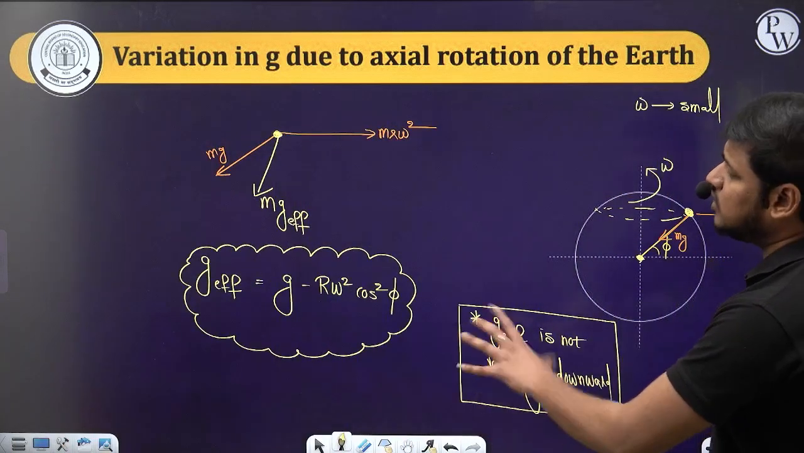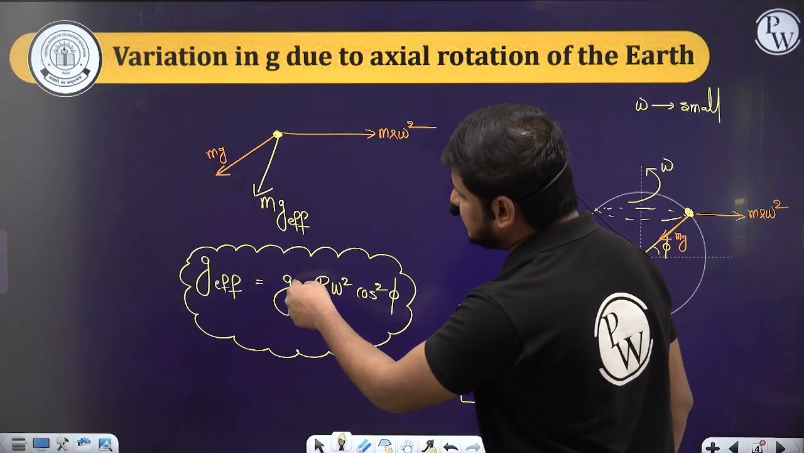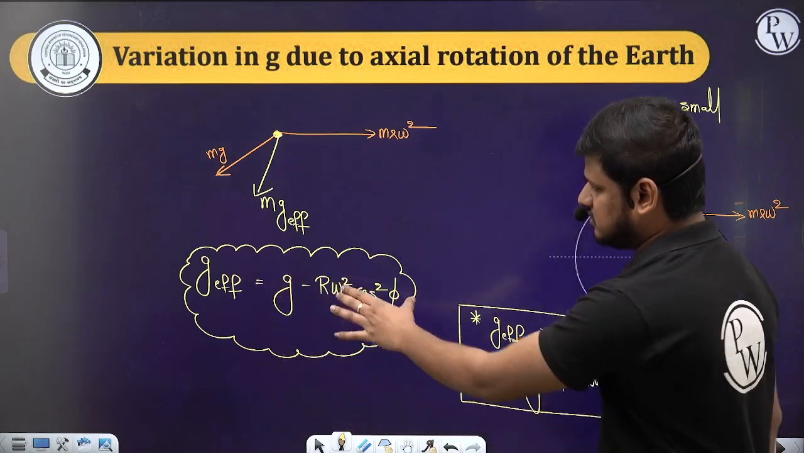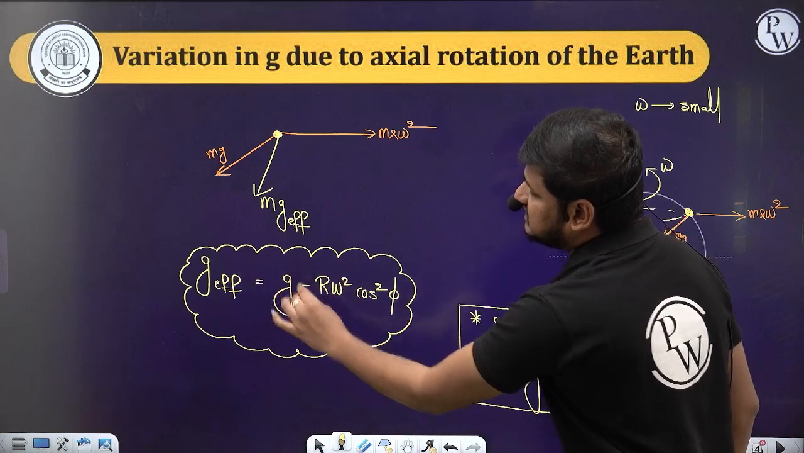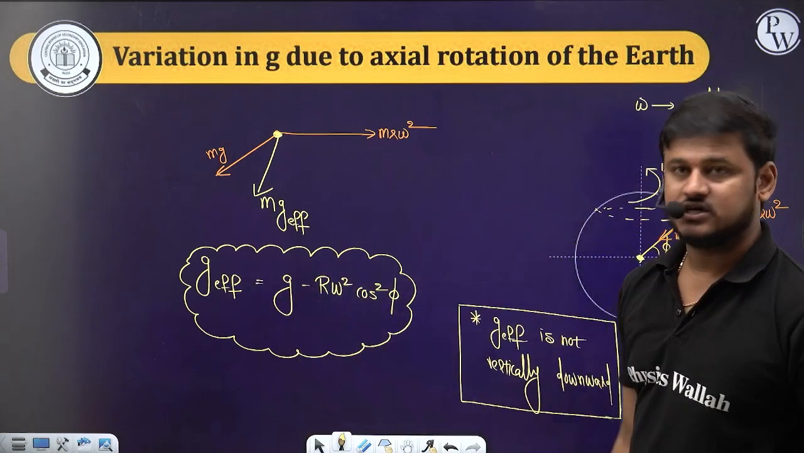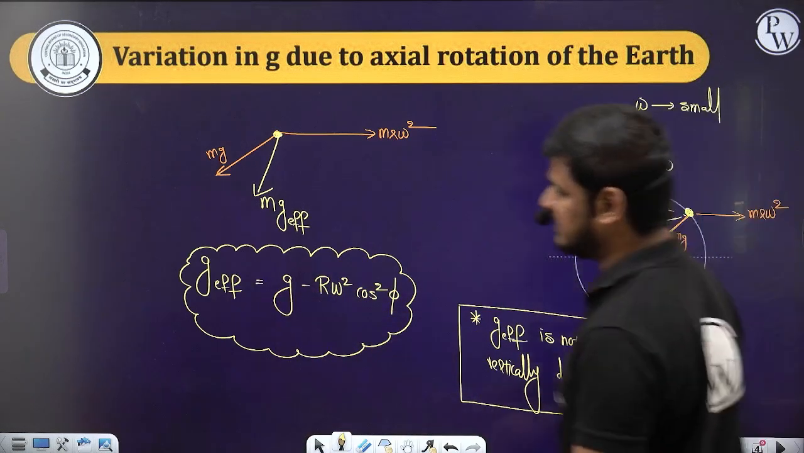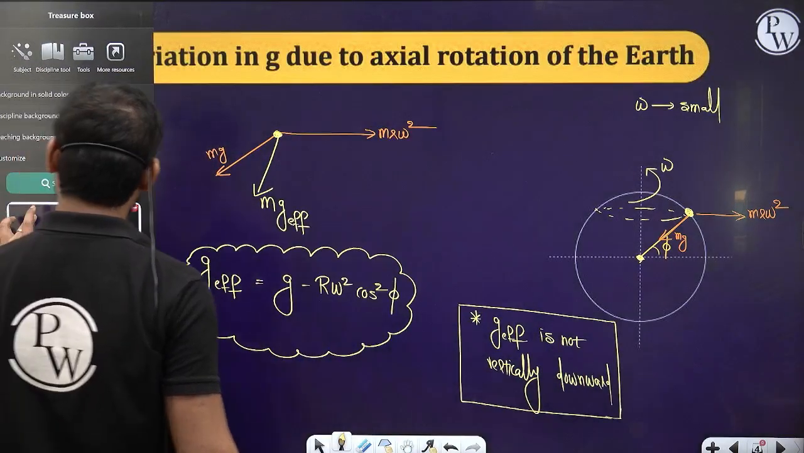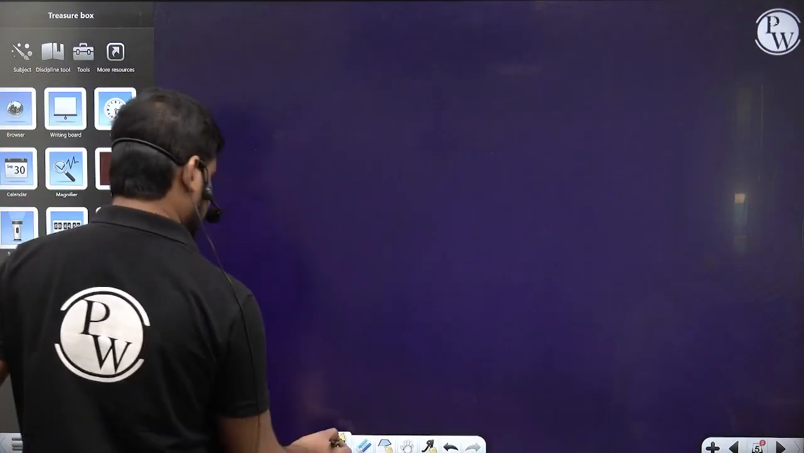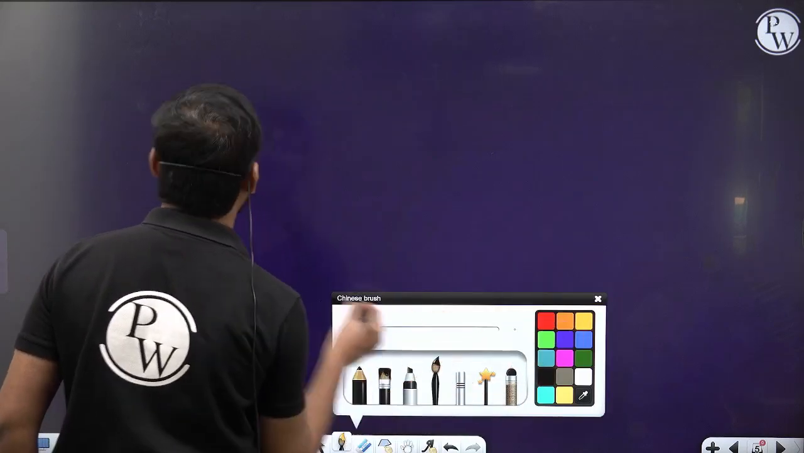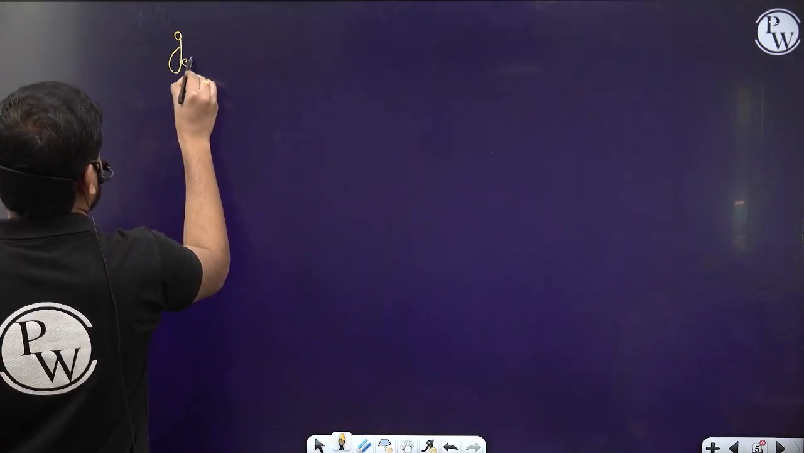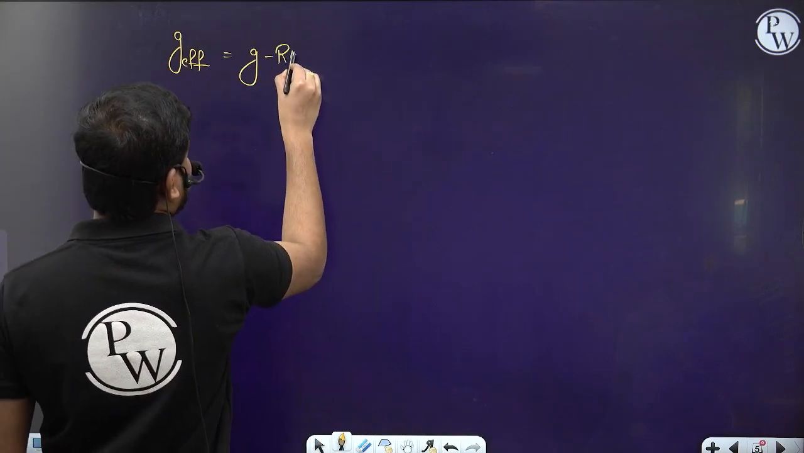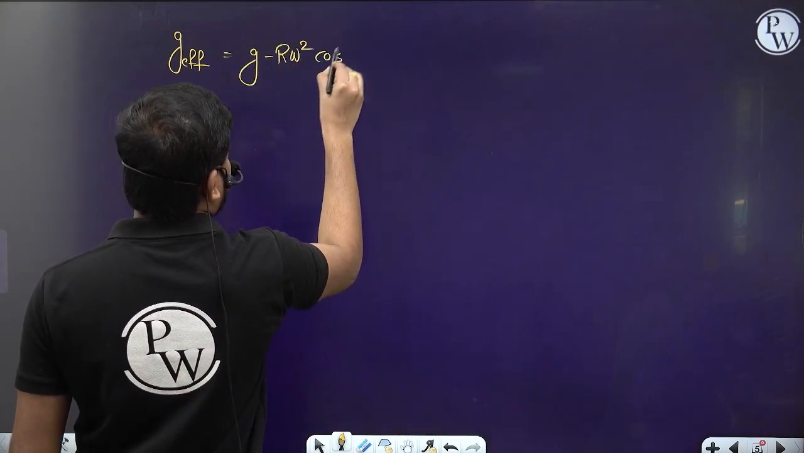Understood how? See, the g effective is actually decreasing, right? g minus something you are subtracting, so the g effective will be less than g. We'll see it in two different cases so that you'll understand better and can remember easily. So see here, we have got the g effective equals g minus r omega square cos square phi.